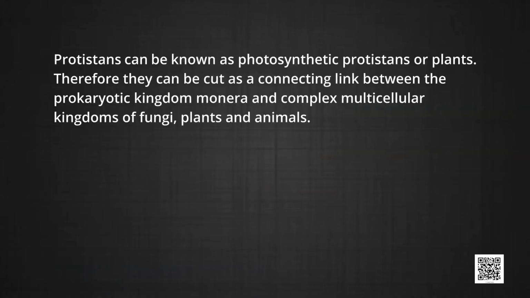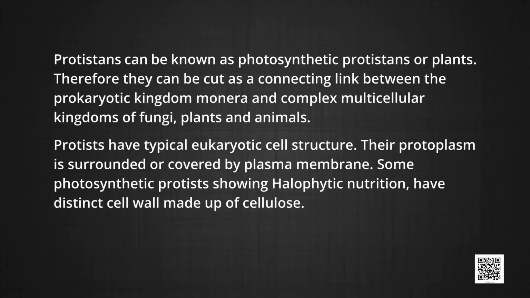Protistans can be photosynthetic, like plants. Therefore, they can be called a connecting link between the prokaryotic kingdom Monera and the complex multicellular kingdoms of fungi, plants, and animals. Protists have the typical eukaryotic cell structure. Their protoplasm is covered by a plasma membrane. Some photosynthetic protists showing holophytic nutrition have a distinct cell wall made up of cellulose.